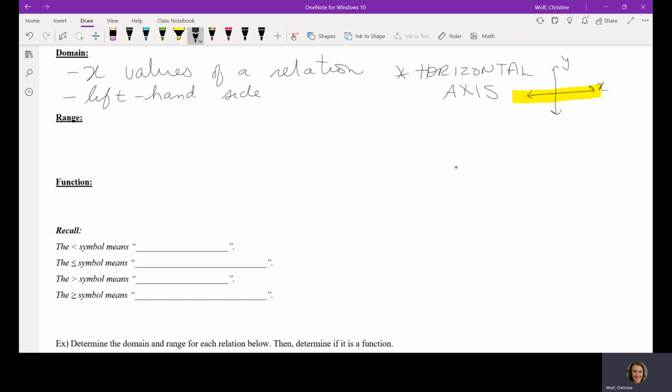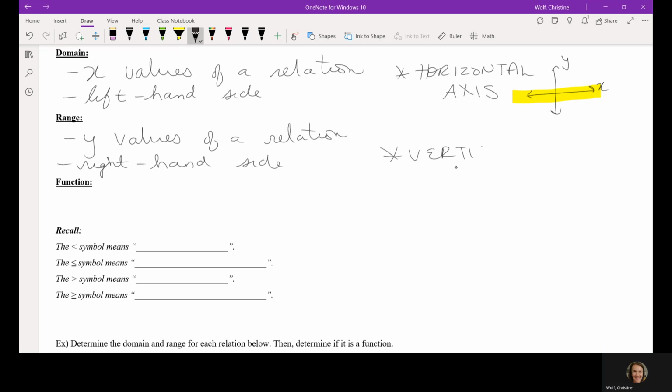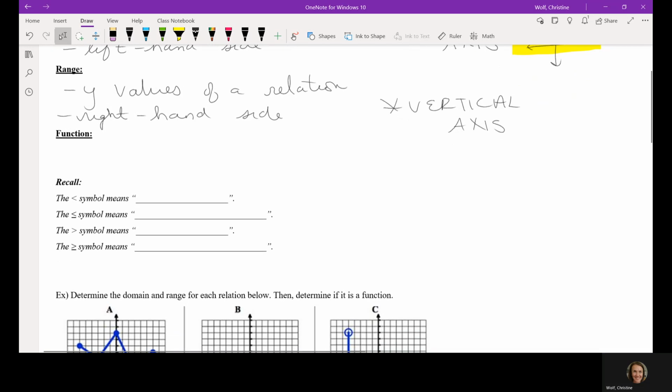Range is the opposite. So range is defined as the Y values of a relation, or the right-hand side. Okay, but if we're talking about graphs, it would be the vertical axis. So the one going up and down, how high, how low.